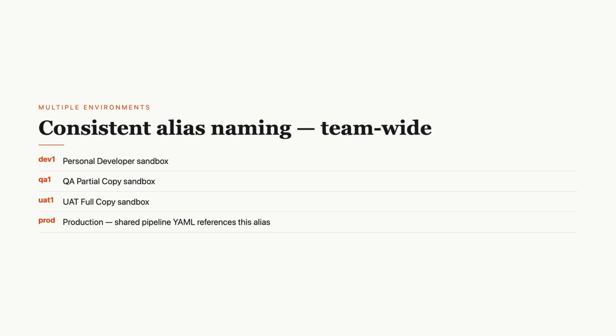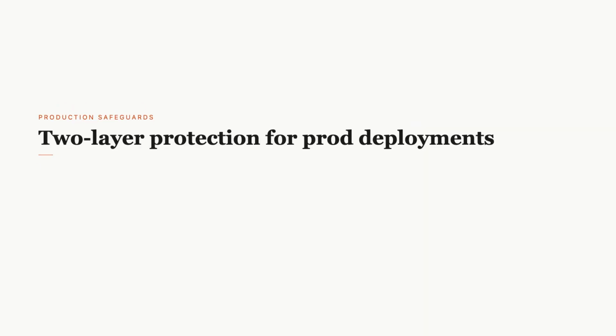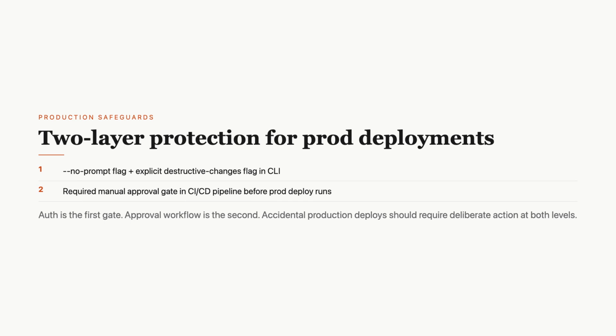For production org protection beyond the standard authentication controls, the CLI supports a no-prompt flag combined with explicit confirmation settings that require a deliberate command line flag for destructive deployments. Combined with a deployment approval gate in your CI/CD pipeline, a required manual approval before production deploys run, this creates a two-layer safeguard against accidental production changes. The authentication is the first gate. The approval workflow is the second.